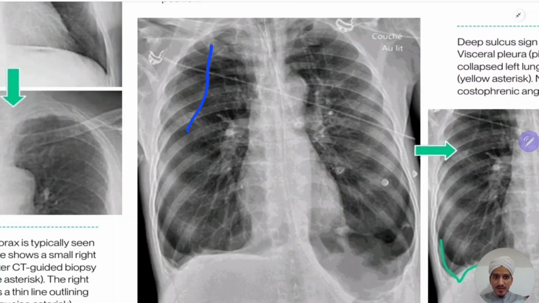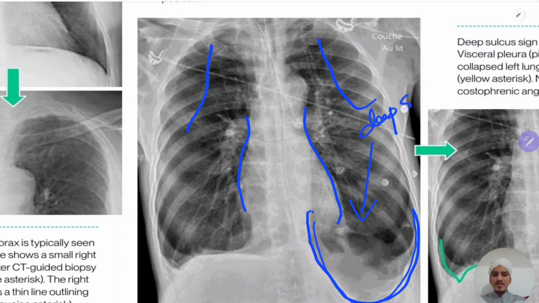This is the scapular line. Heart is not enlarged. You can see this costophrenic angle as a deep sulcus. So this is the deep sulcus sign which we have discussed. Deep sulcus sign we see in supine chest X-rays in patients with pneumothorax. See the right hila. The left hila is this one. This is the lung margin, you are able to appreciate it. This is the pleural line. This is the lung margin actually. This is the pleural line.